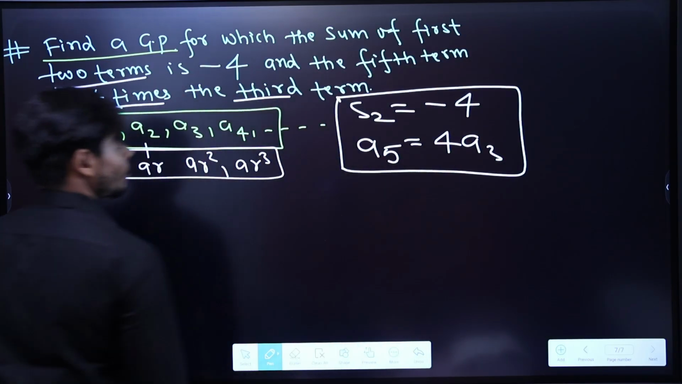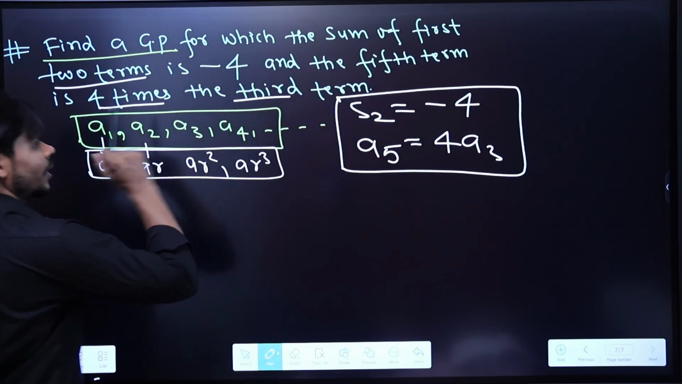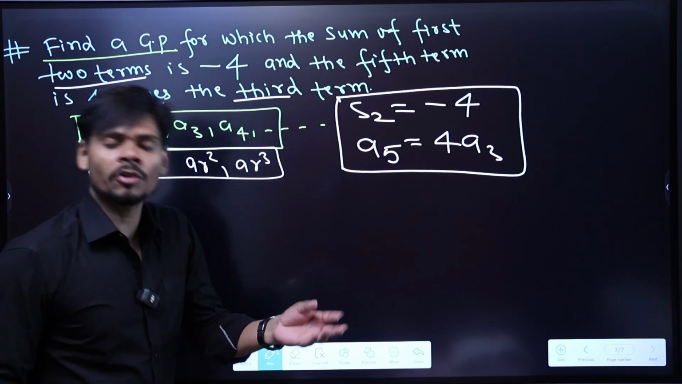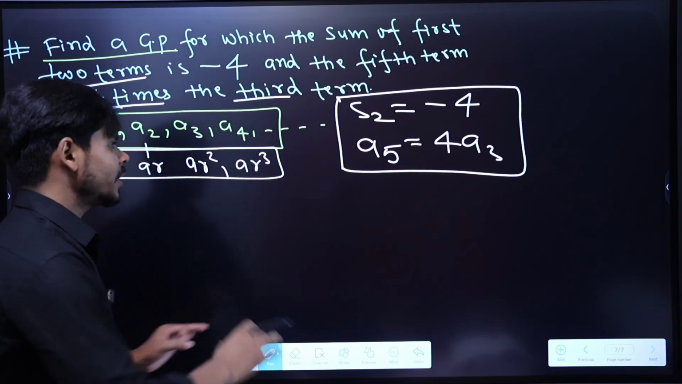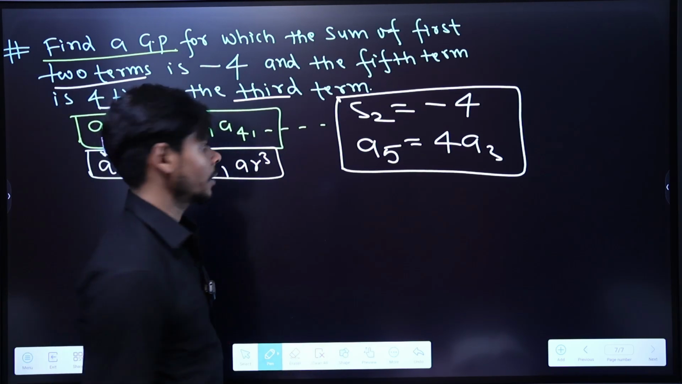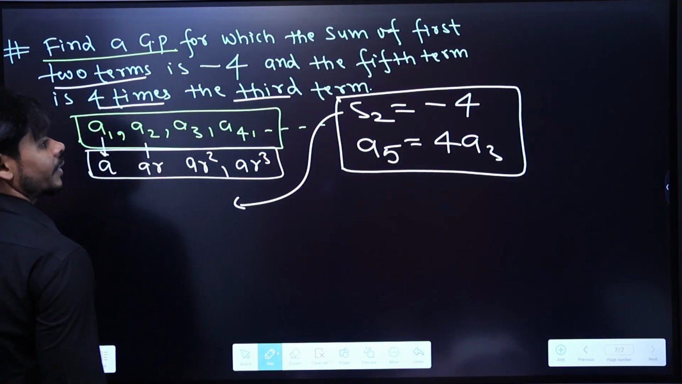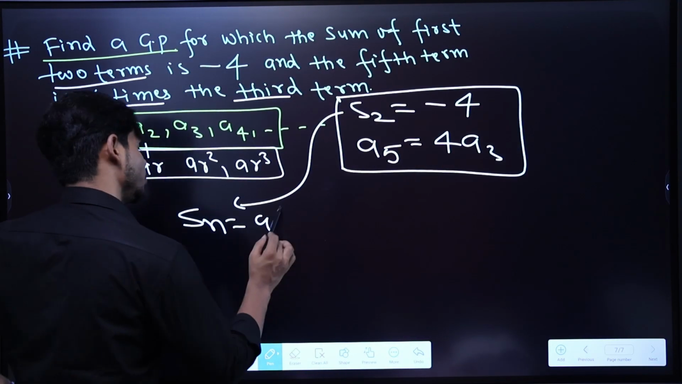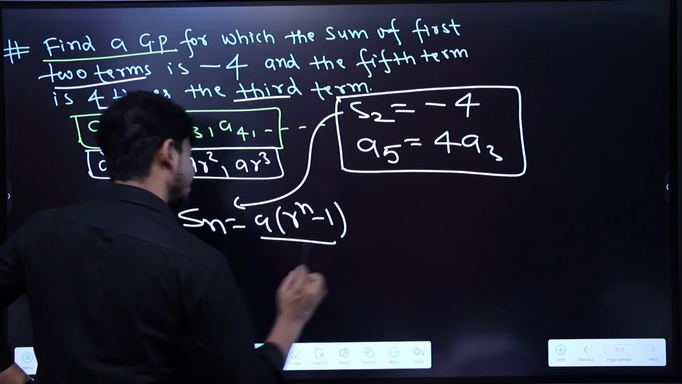Let's find. Because here if you see, we don't know what is the value of r. Is it greater than 1 or less than 1, right? So nothing to worry about it. You can use any formula for r greater than 1 or r less than 1. So we are going to substitute over here. So S2, right? Let's say I'm using this summation formula for r greater than 1.